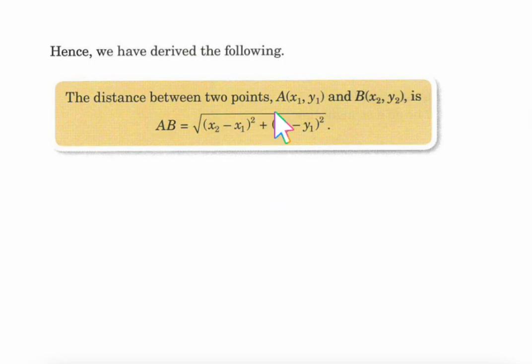And it states that the distance between 2 points, A, which has the coordinate points of x1, y1, and B, which has the coordinate points of x2, y2, is AB equals the square root of x2 minus x1 squared plus y2 minus y1 squared. Go ahead and write this in your notebook. It may not make sense to you right now with the x1s and x2s, y1s and y2s, but we're going to go back and take a look at our previous examples and use this formula. So write this down in your notebook first.